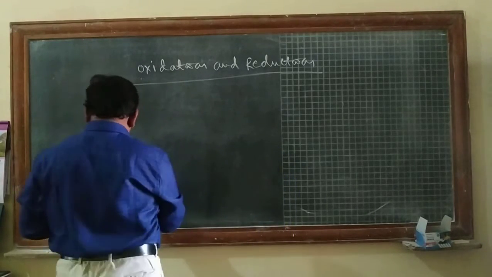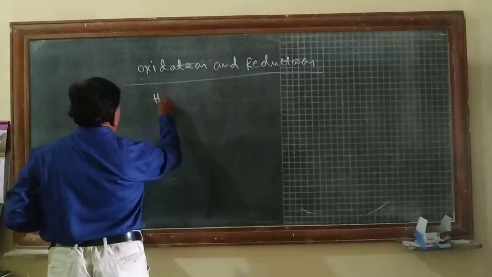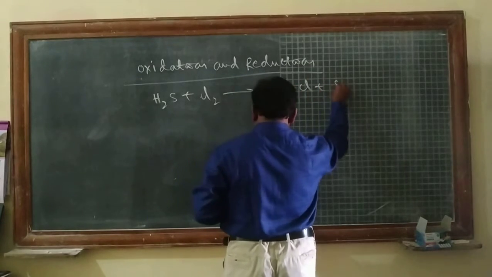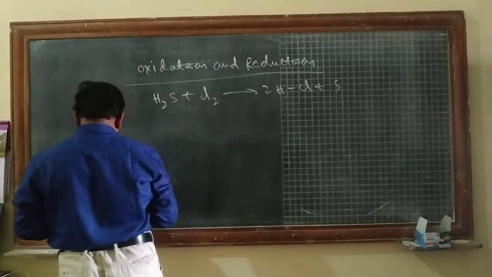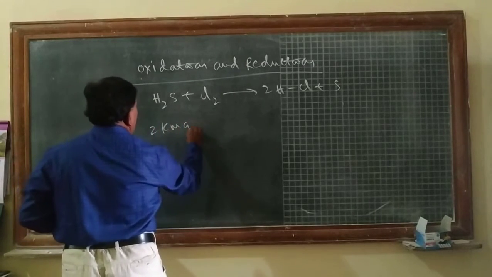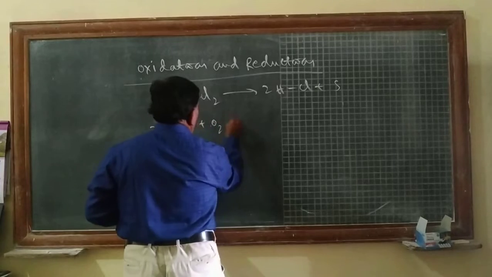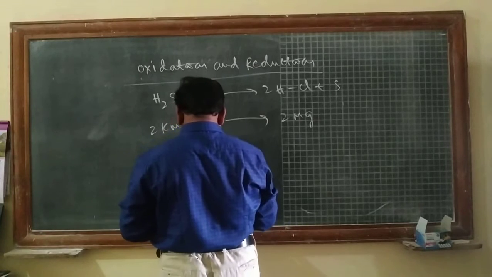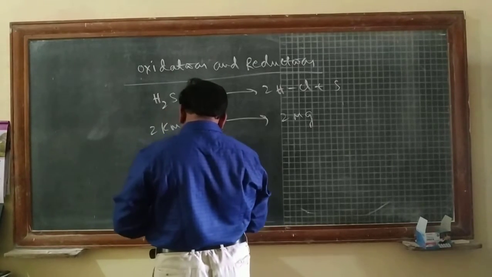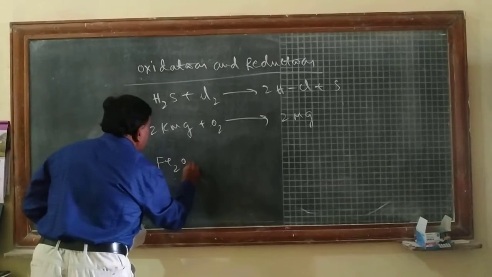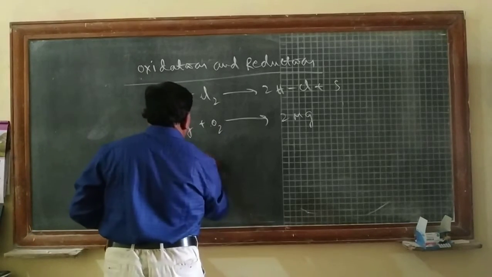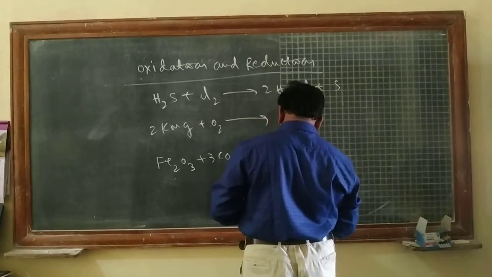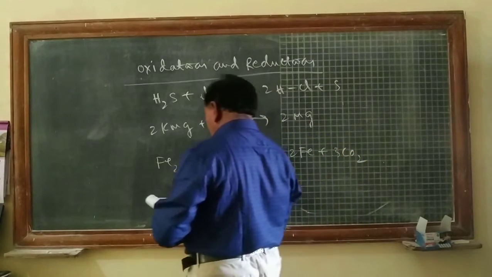For example, if you take H2S reacting with chlorine to form 2HCl plus S liberated. Then 2Mg plus oxygen forms a compound, 2MgO. At the same time, the reduction reactions are Fe2O3 plus 3CO giving 2Fe plus 3CO2.